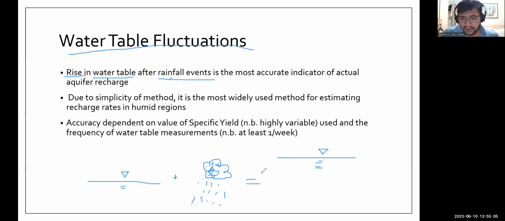The principle here is that you can actually just measure how much, or by how many meters, for example, the water table rose, and just correlate it with the aquifer properties in that watershed. And from there, you can estimate what is the volume of water that has actually entered the groundwater.